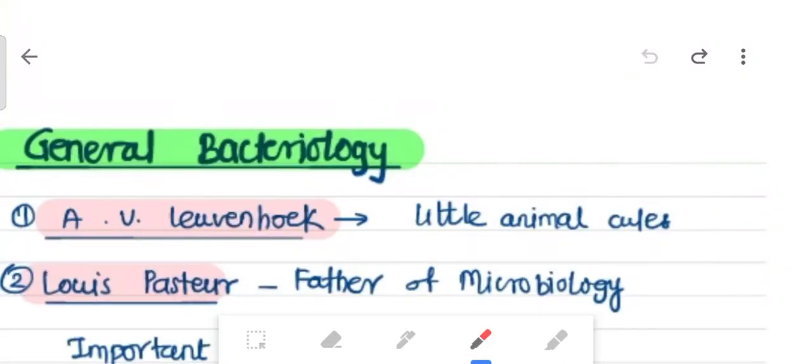Hello friends, our second topic is about the scientists. As we know, our previous lecture was general microbiology. In this lecture we will see about the scientists. Anton van Leeuwenhoek is the father of microscopy. He invented the simple microscope, which used only one lens.